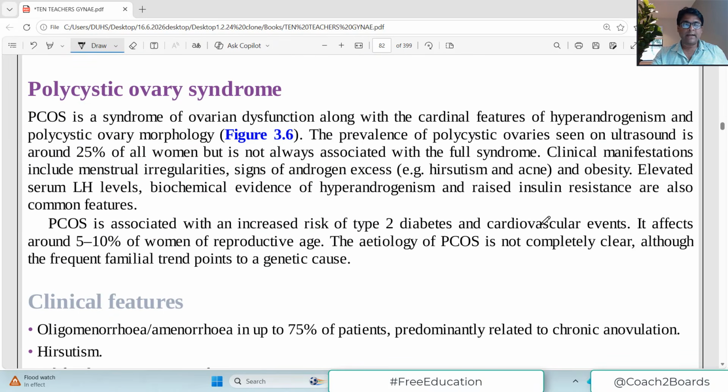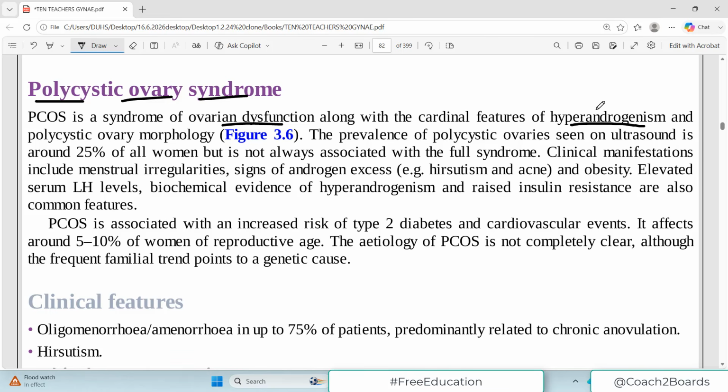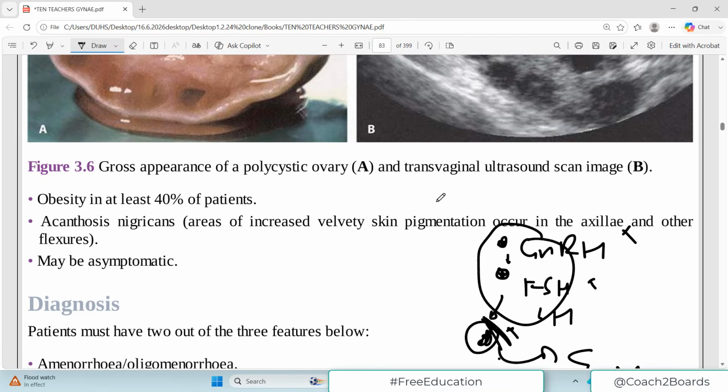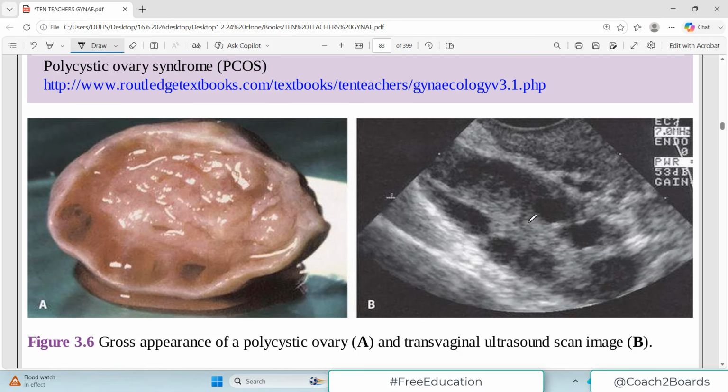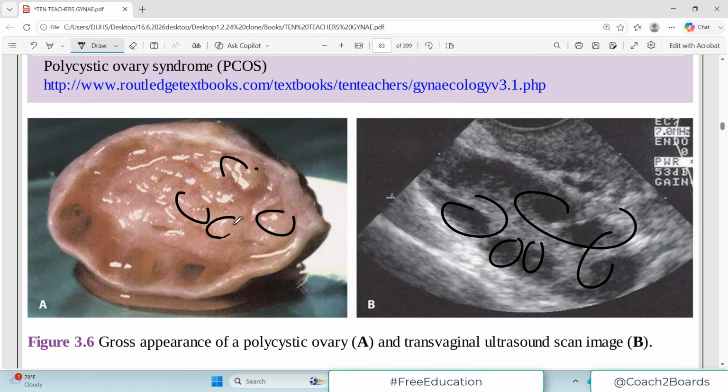Now, I think I will spend some time on a very important topic, which is polycystic ovarian syndrome. PCOS is a syndrome which is basically affecting the ovaries. There is an ovarian dysfunction along with cardinal features of hyperandrogenism, so more androgens, and also polycystic ovary morphology. So in the ovary there will be multiple cysts. Okay, that's how you remember the terminology. If you look at the ultrasound, it's a transvaginal ultrasound, you see different cystic lesions here. You see it actually here in the gross phenotype as well.